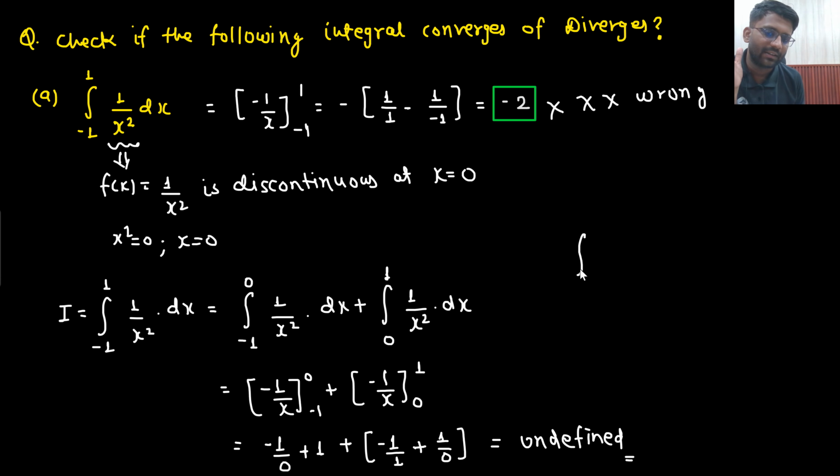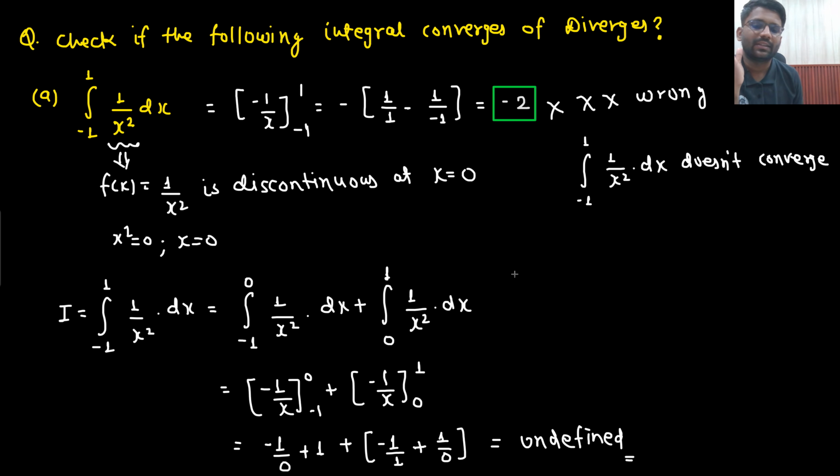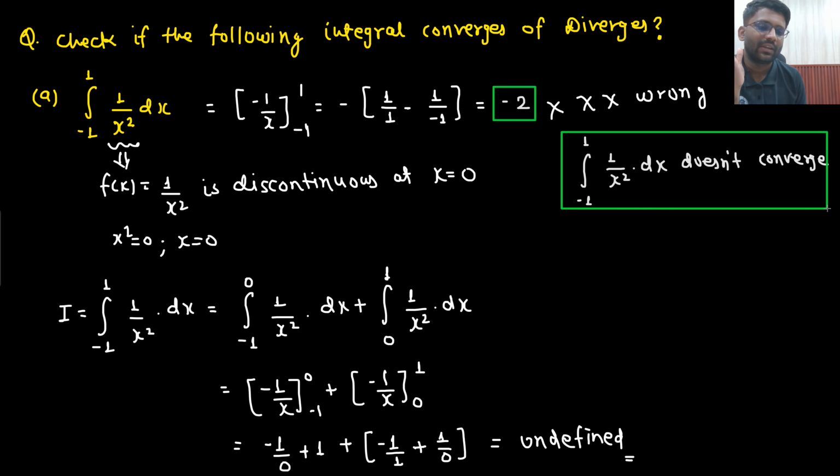What will be the answer? The answer would be that the integral from minus 1 to 1 of 1 by x square dx does not converge. This will be the answer, nothing else. So if there is an improper integral, you always need to take care. Don't solve the question like basically in the option this would be mentioned.